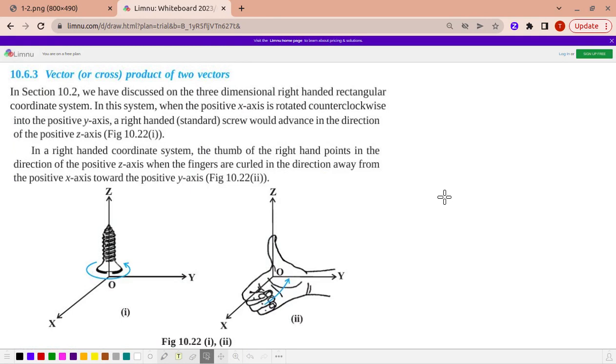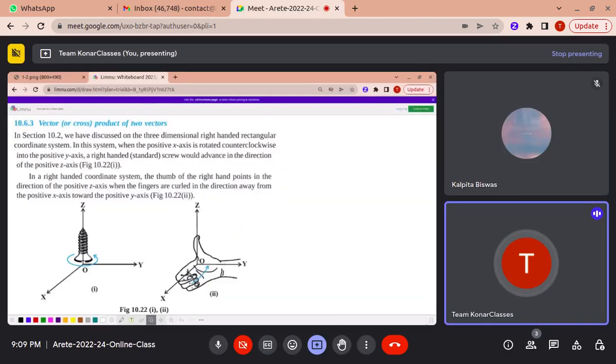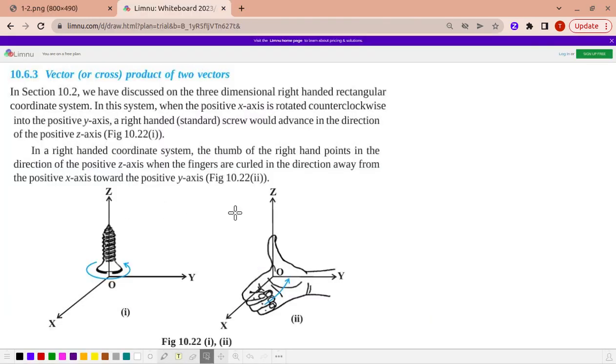Today is the sixth session of Vector Algebra, and today we are going to discuss vector product or cross product. But before I proceed further, please confirm that you are able to hear my voice very clearly and able to view the screen properly. Please confirm once. Sir. Okay, great. Thanks for the confirmation.